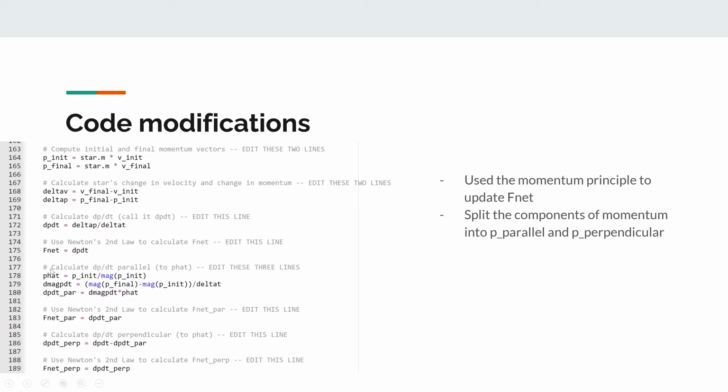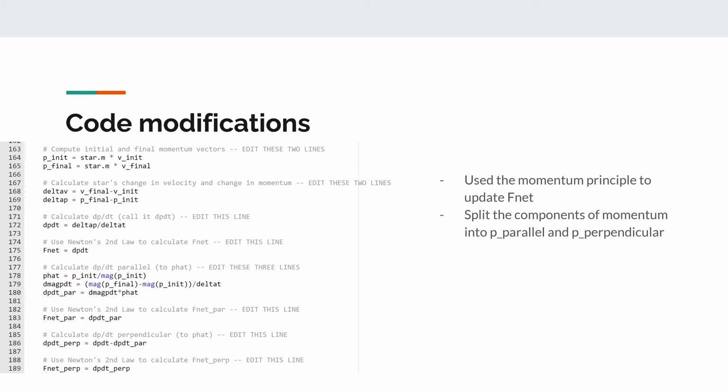And finding p hat. P hat is basically the unit vector that points in the direction of momentum, parallel to the motion of the star. I basically found the unit vector so I can define dp dt parallel as the magnitude of the change in momentum times p hat, the unit vector pointing in the direction of the momentum, parallel to the motion of the star. And now that I found dp dt parallel, I can find F net parallel, which is the same thing as dp dt parallel.